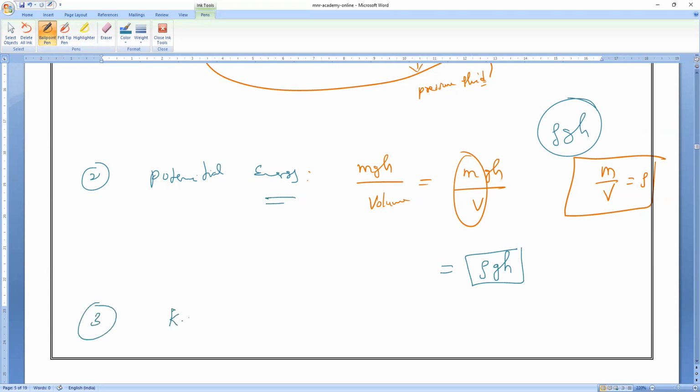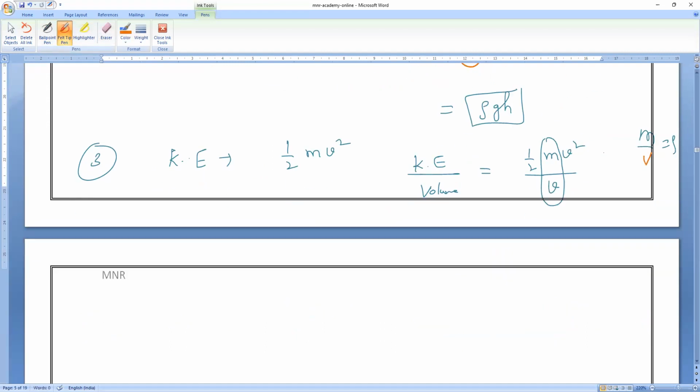The third one is kinetic energy, half m v square. Kinetic energy per volume: half m v square per volume, where volume I will put as capital V. So mass per volume is density. So what formula will come? Half into rho into v square. Am I right? So verify all three.